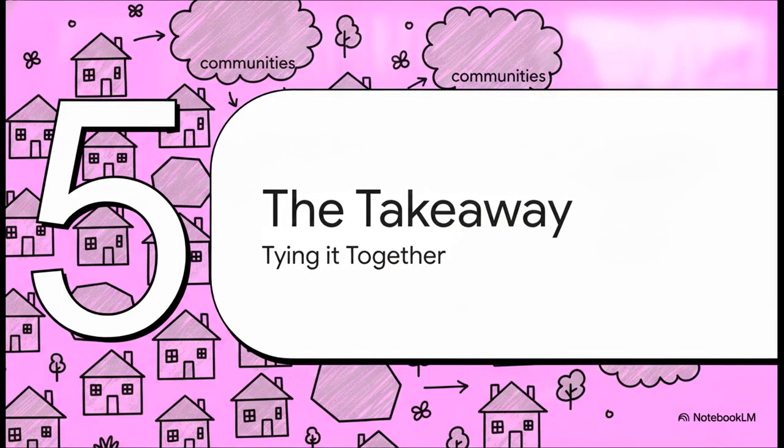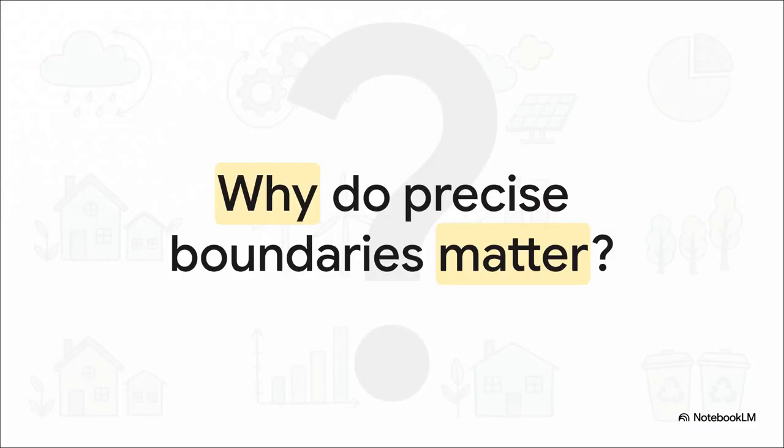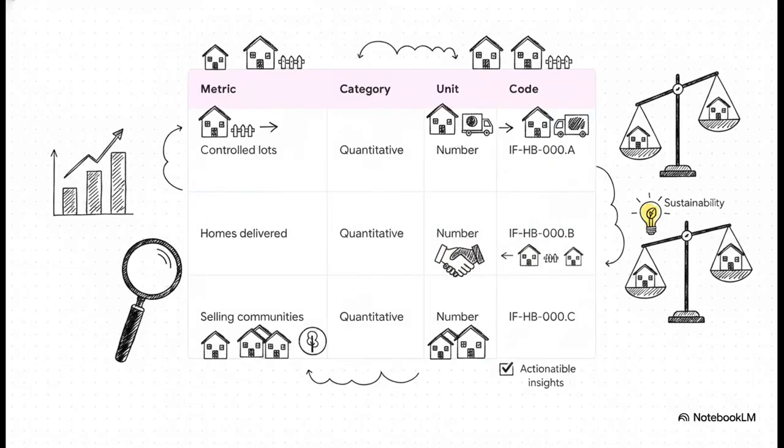Finally, Section 5, the normalization takeaway, tying it together. So, you might be wondering, why on earth does SASB insist on such rigid, specific boundaries? Why fuss over the technicalities of option contracts or exactly 5 remaining lots? I know it might feel a bit like splitting hairs, but trust me, in the world of data normalization, precision is literally everything.